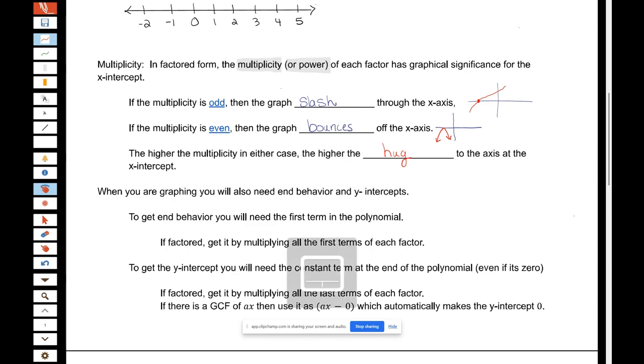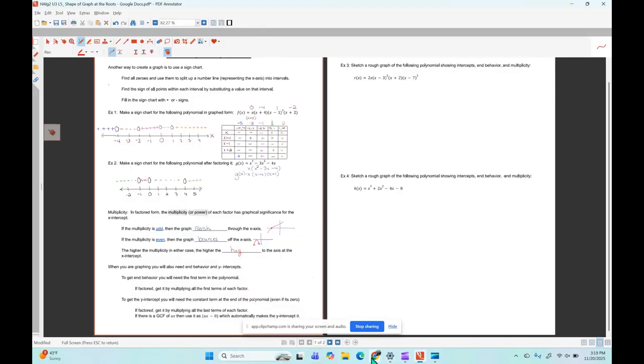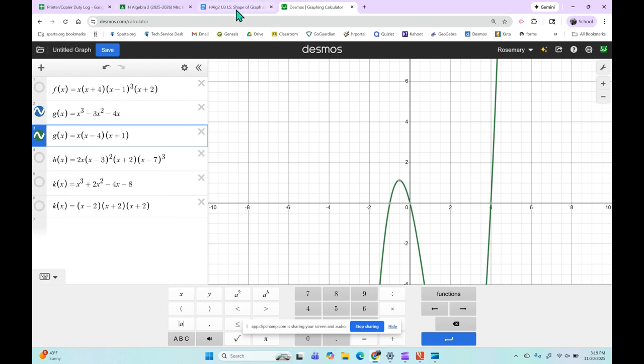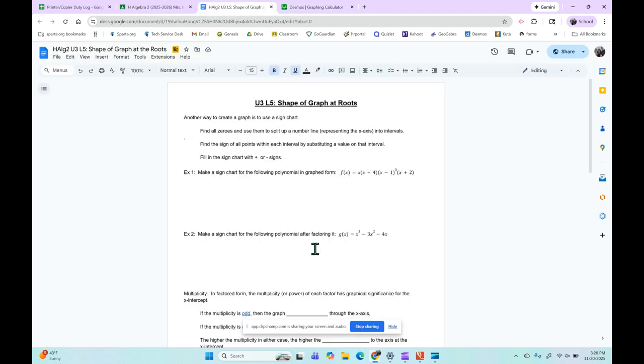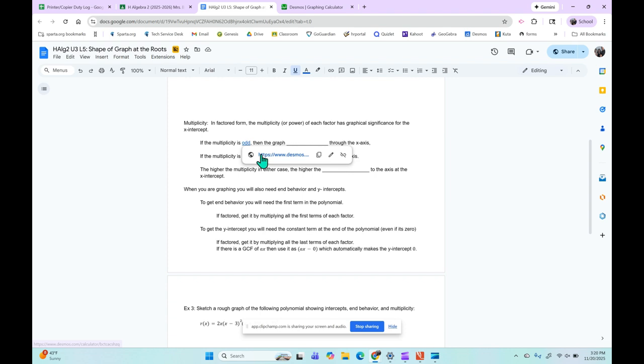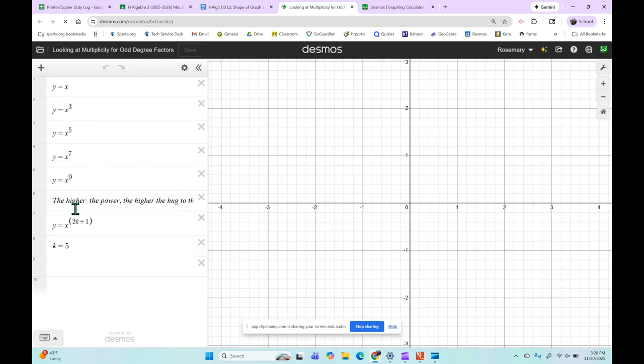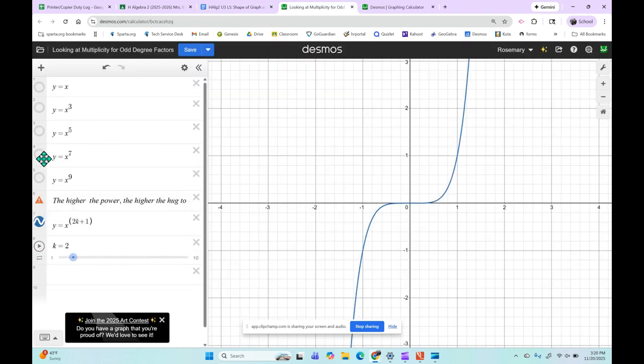I have some hyperlinks here going to a couple of Desmos graphs I have created. I'm going to go into my document and click on that first hyperlink so we can look at what happens with odd multiplicities. If we graph y equals x, or x to the first, it has an odd multiplicity. It's very linear because it's the line y equals 1x plus 0. It has a straight slash through the x-axis.